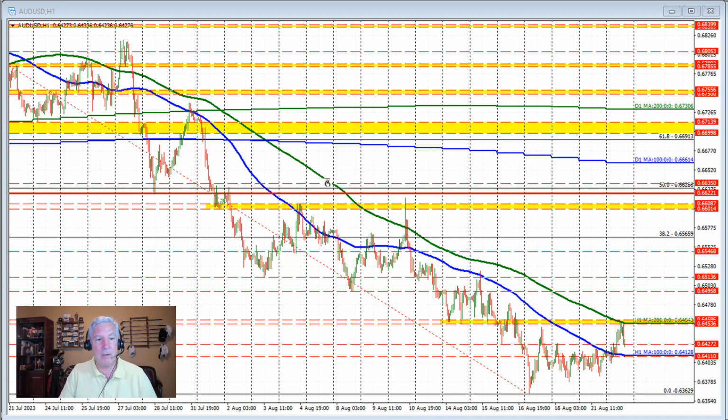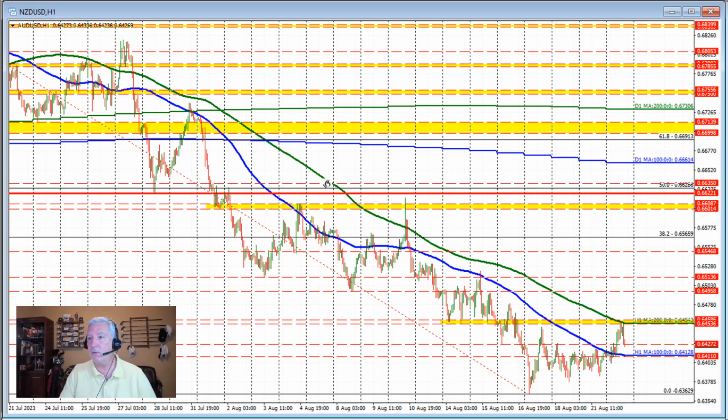On the downside, we'll be watching the 100-hour moving average for support. If the price should move down toward the 0.6428 level, look for support buyers against that level with a stop below the level as the market reacts to the moving average line in the Aussie versus US dollar.